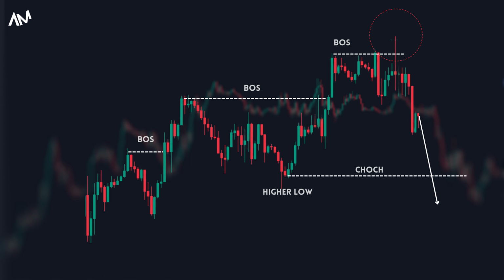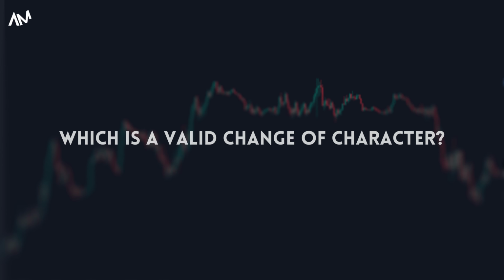It is worth noting that price movements can sometimes be less predictable. In this regard, let's consider an important question. Which of these breaks can be deemed as valid and indicative of a change of character?